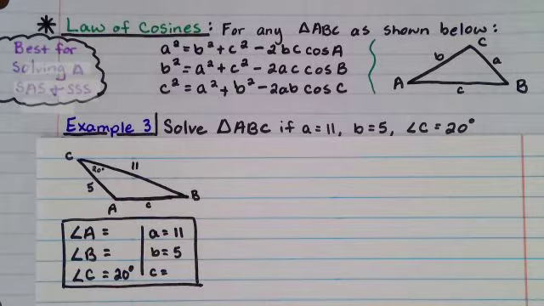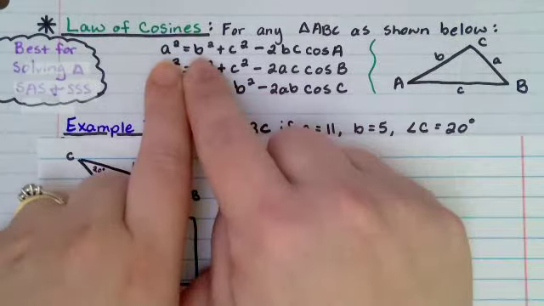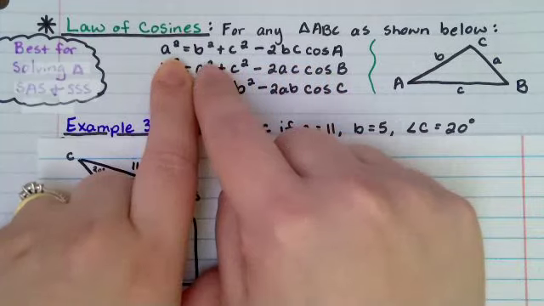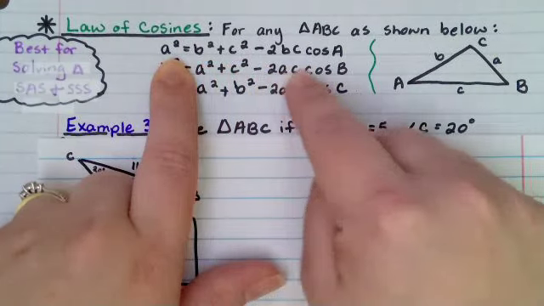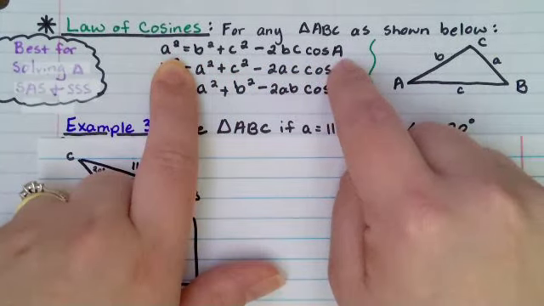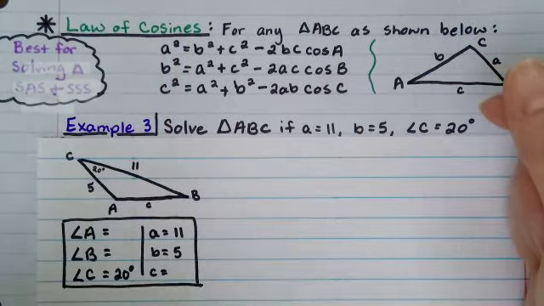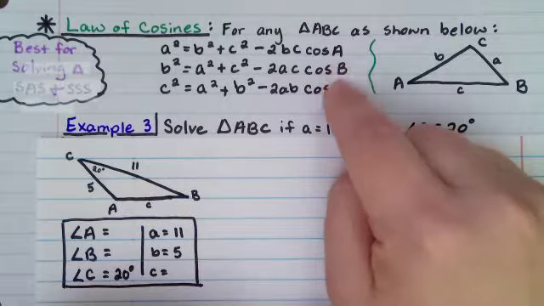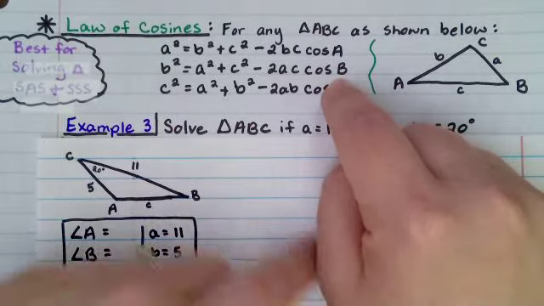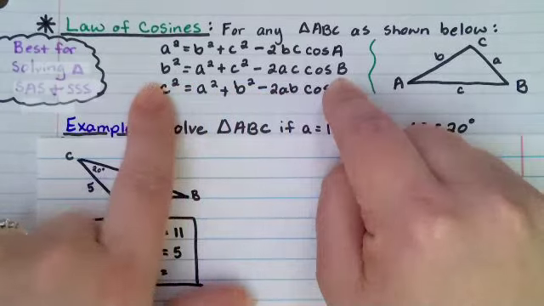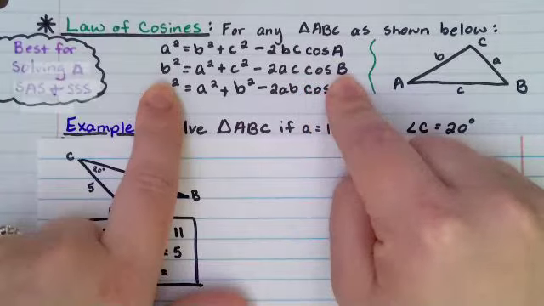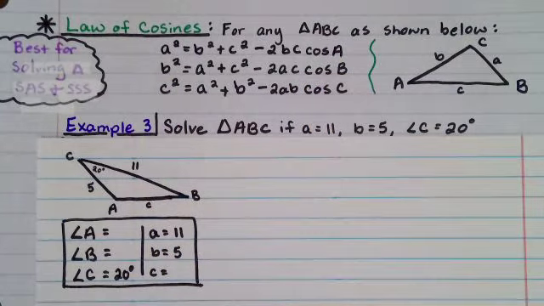If I wanted to find side A, I could use this equation to find side A, but I would need to plug everything else into it, and it would have cosine of A at the end. If I wanted to find angle B, I would use the cosine of angle B equation, right? Because that's the only place where that's even a thing. And so we kind of have to just adjust our brain for whichever we're trying to solve for.